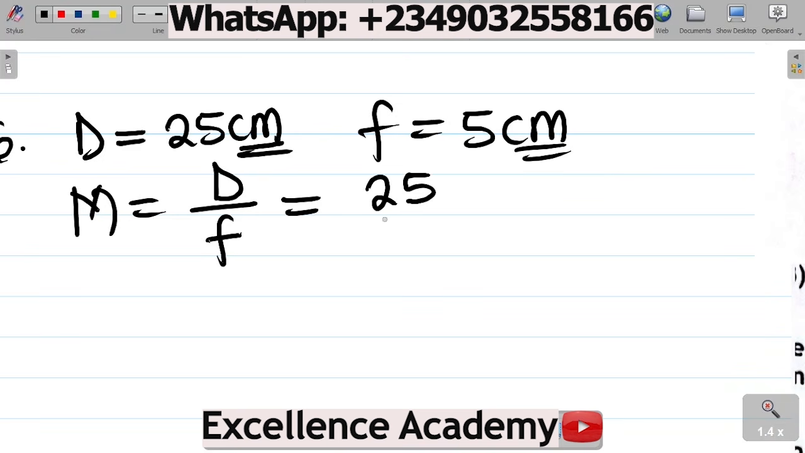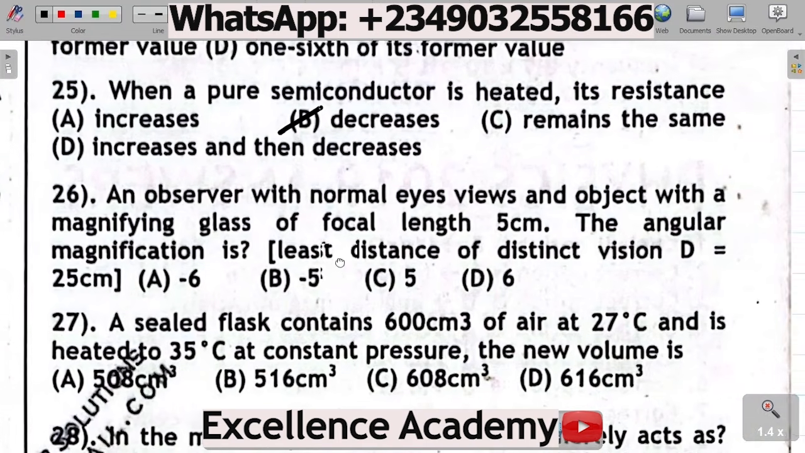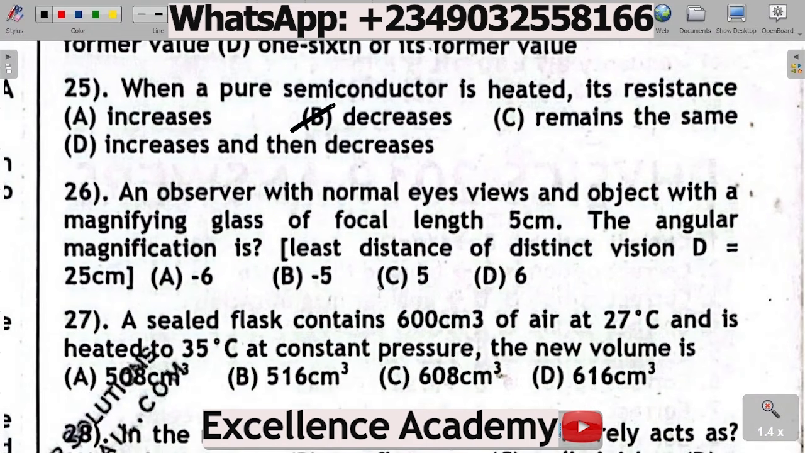So D is 25. This all over F is 5. So you have this 25 over 5. That gives you 5. All right. There is no units to that. So the correct answer there is 5, which is C. So C, 5 is the correct answer.